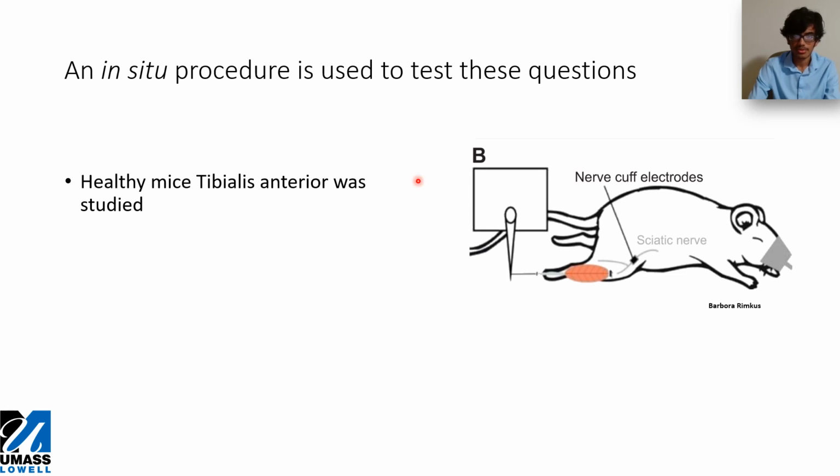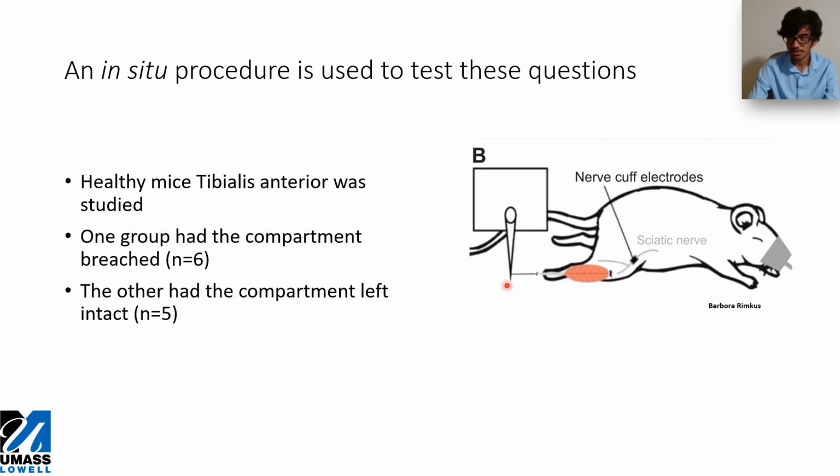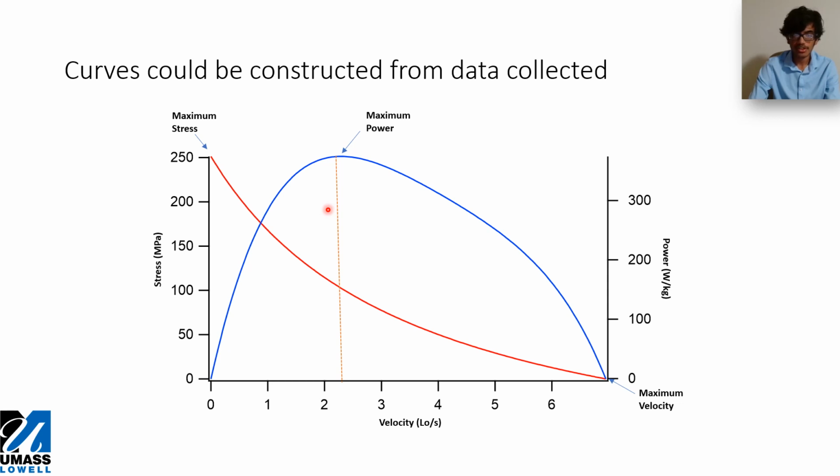To test this, we used an in situ procedure as visualized on the diagram on the right. As you can see, the sciatic nerve is tied off to attach to a nerve cuff. Furthermore, the distal tibialis anterior is removed from the mouse and attached to a lever motor. And we looked at two groups. One group had the compartment left intact, the other group had the compartment breached. From this, we can then construct our force velocity and power velocity curves, and from these, extract our three variables of interest: maximum stress, maximum power, and finally, maximum velocity.